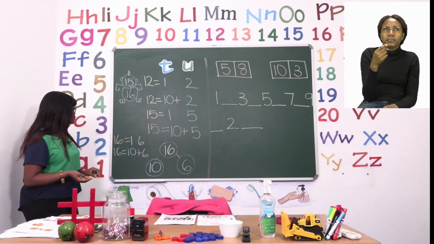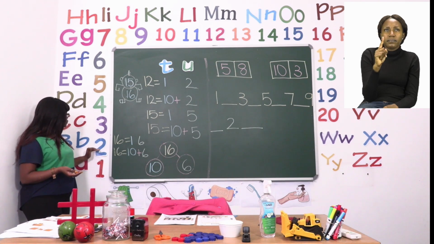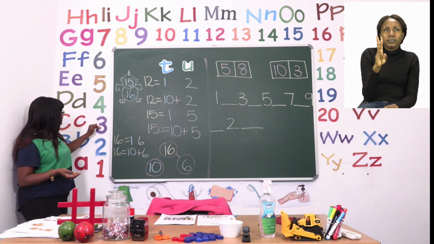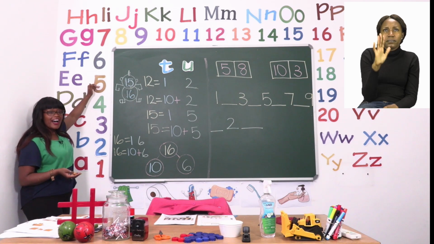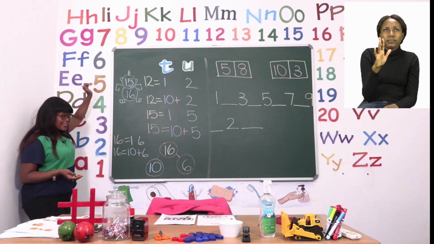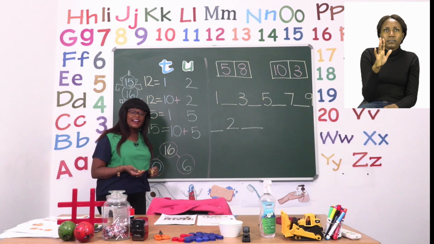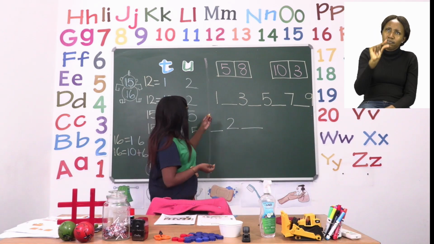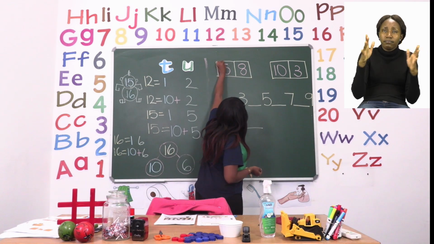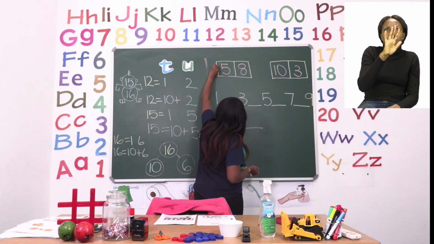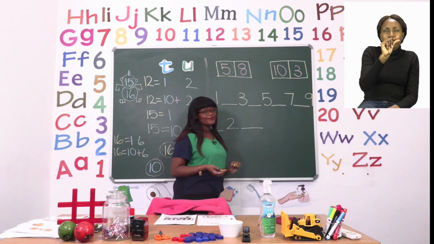So we are going to count 1, 2, 3, 4, 5. We have come to 5 first, meaning that 5 is the smaller number. So what we need to do is circle 5 to show that he is the smaller number.